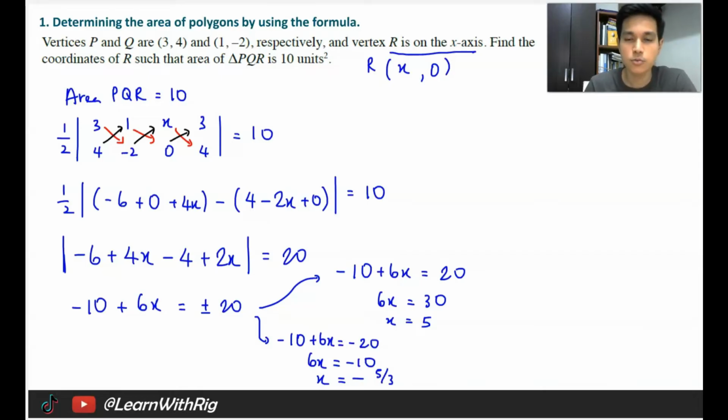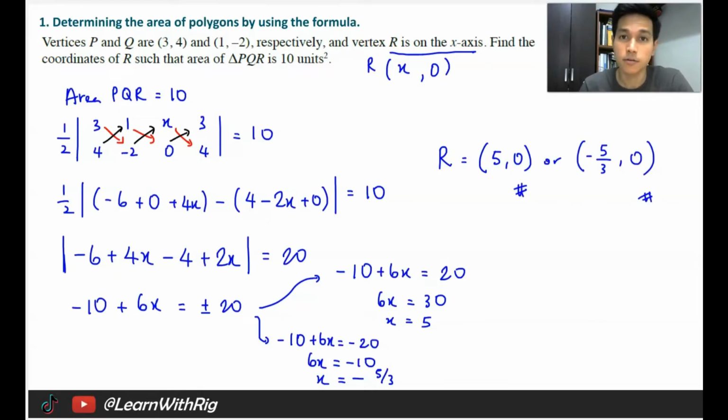Okay, so you got two possible values, but since they asked for the coordinates, that means r can either be (5, 0) or (negative 5 over 3, 0). So two answers here. Okay, that's how you solve this kind of question.